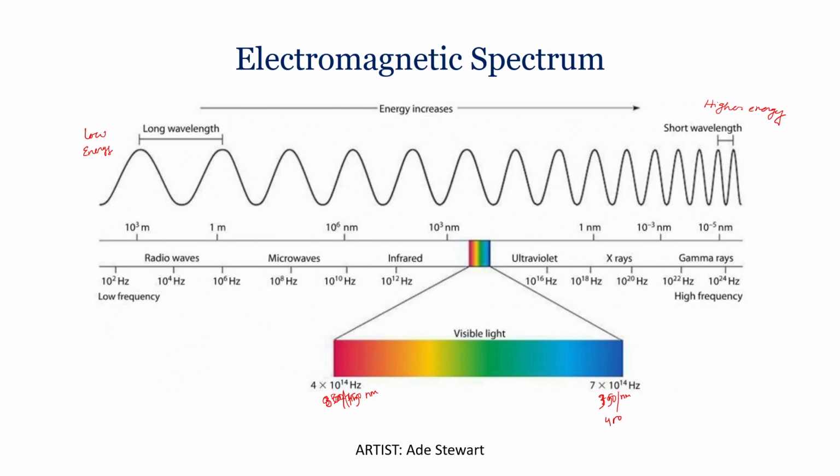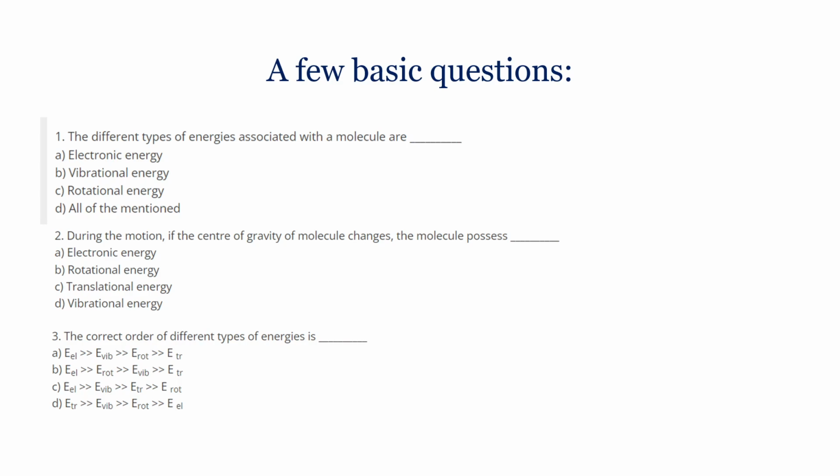So before going to the weekly assignment, I will ask you a few basic questions. It will not be difficult, I guess. From this electromagnetic spectrum and the very basics of molecular spectroscopy, I hope we will do this fine. So can you tell me what can be the answer to the first question: the different types of energy associated with the molecule are, and the options are electronic energy, vibrational energy, rotational energy, D, all of the mentioned. So what do you think the answer will be? All of the above mentioned. All of the above, right?